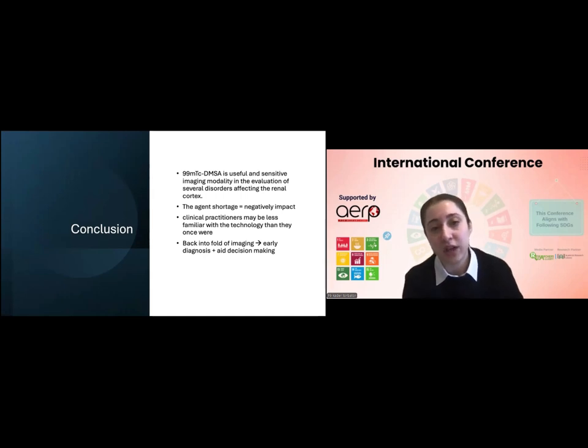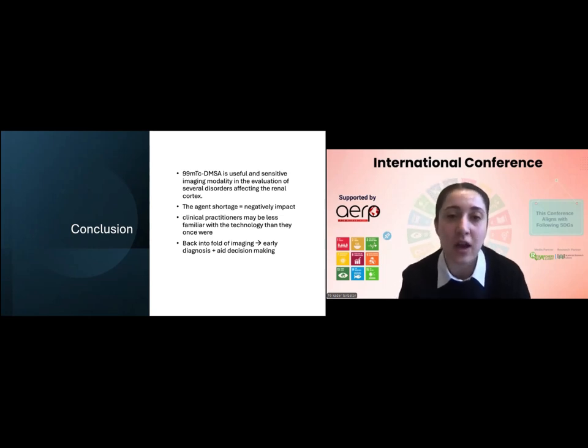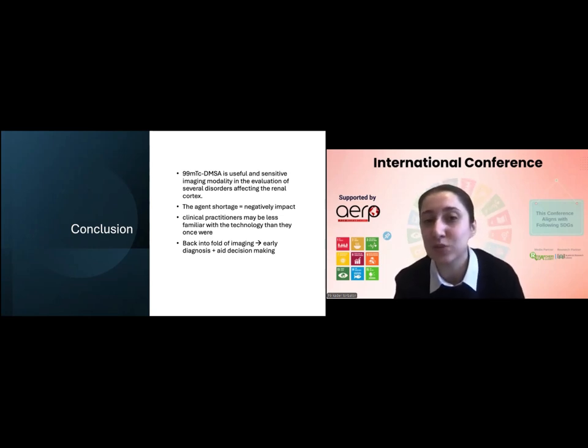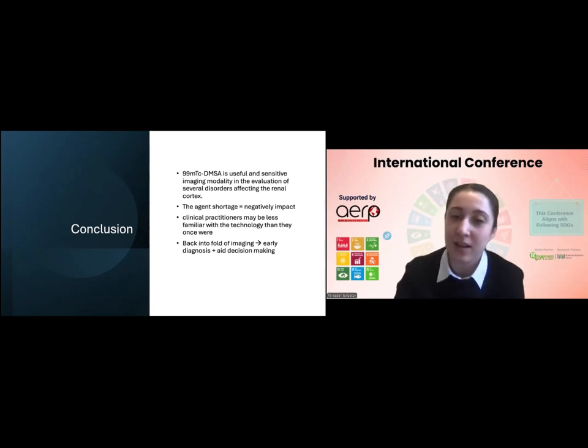So in conclusion, as I mentioned previously, the DMSA scan is used globally for urinary tract infections, but it has many other indications. There was a time a few years ago where the pharmaceutical agent wasn't very much available, and that might have negatively impacted clinicians from requesting this scan. However, it should get back into the swing of medicine. It should get back into the fold of imaging options because it helps early diagnosis and aids surgical and medical decision making.